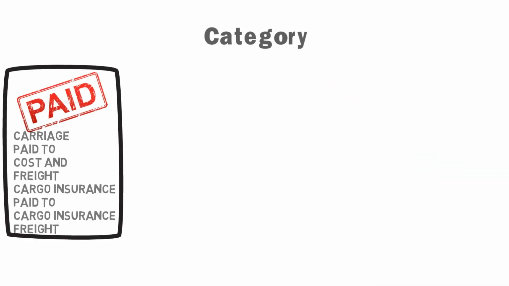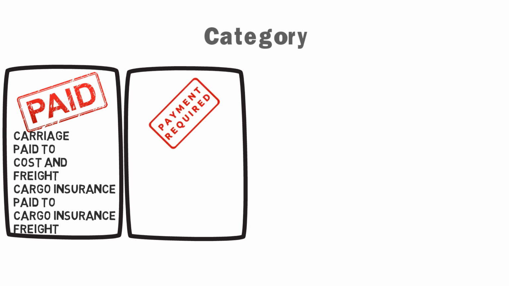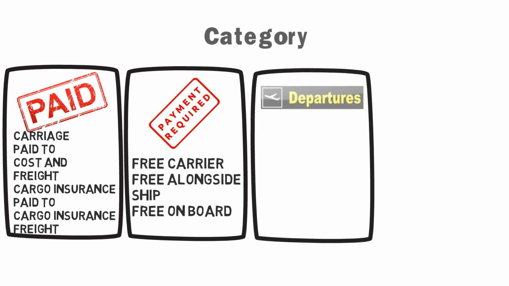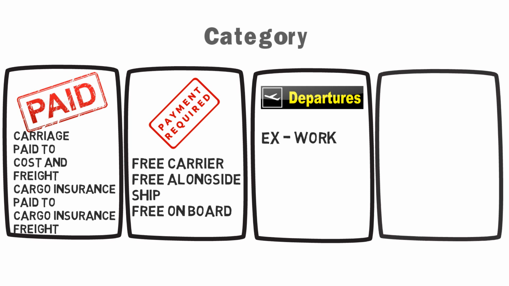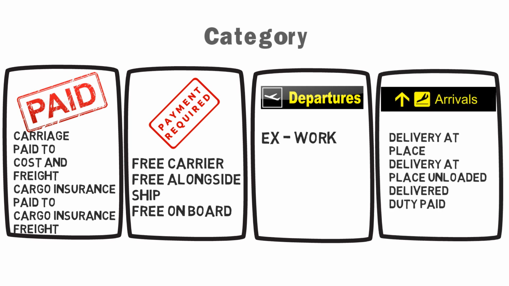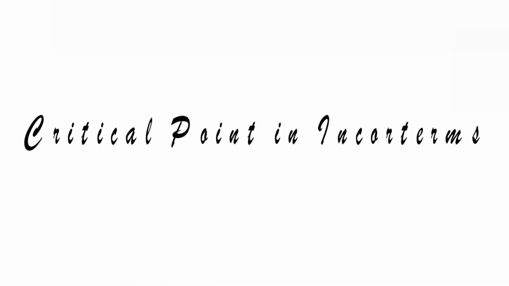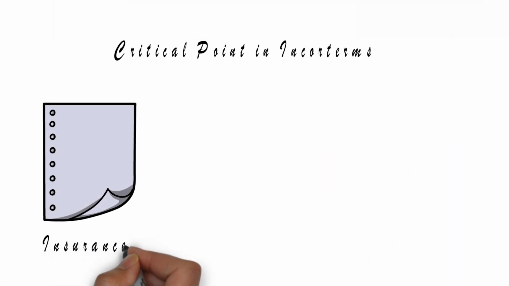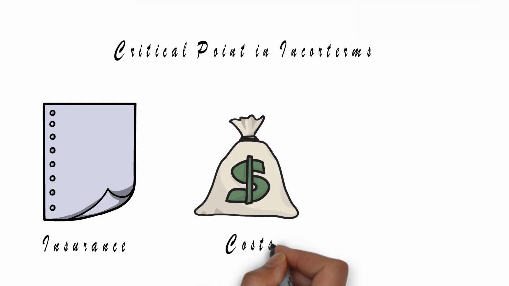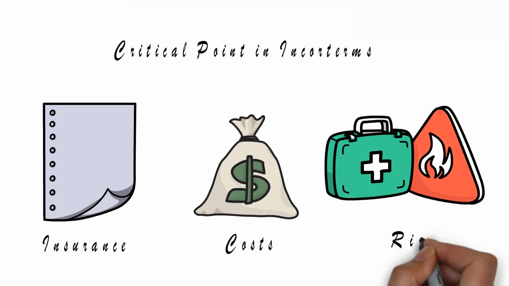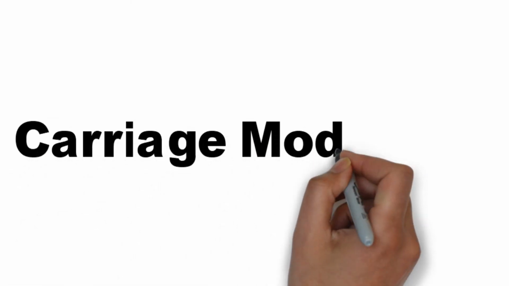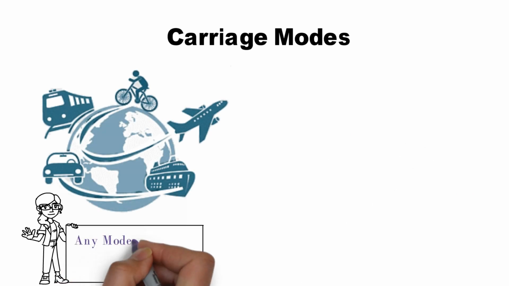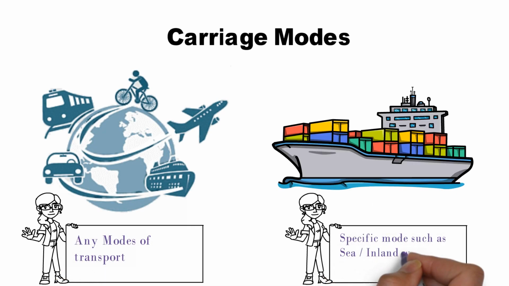In the next slides, we will be looking at how these Incoterms can be divided into 4 categories. We have paid, unpaid, departure and arrival based categories. Now let us look at critical points in Incoterms. Incoterms should address a minimum of 3 key points, namely insurance, costs, and risk. Incoterms have terms meant for any type of transport or specific modes such as sea or inland waterways.